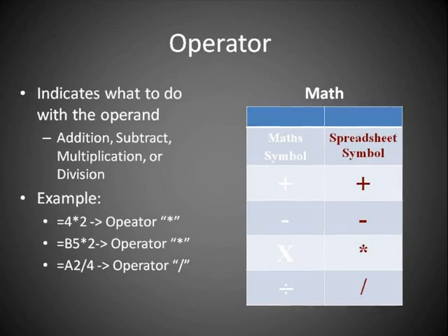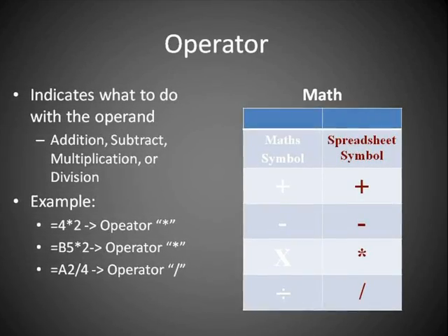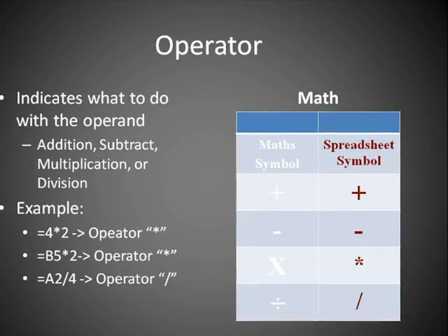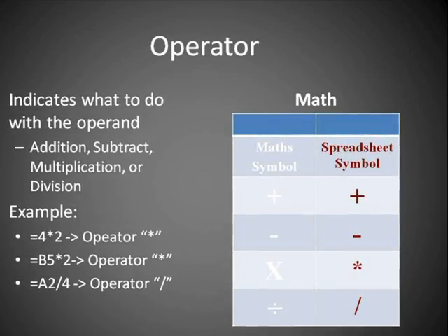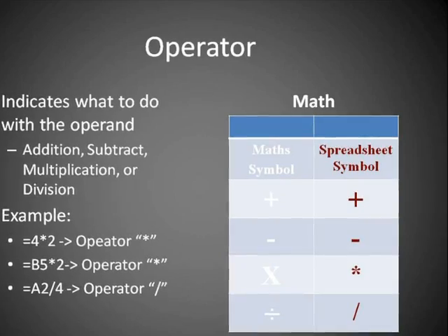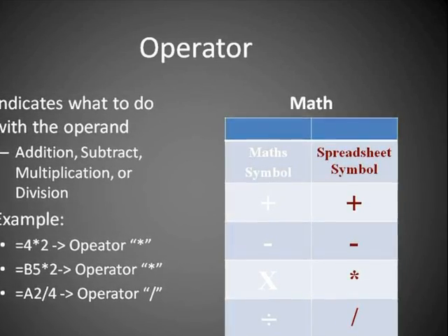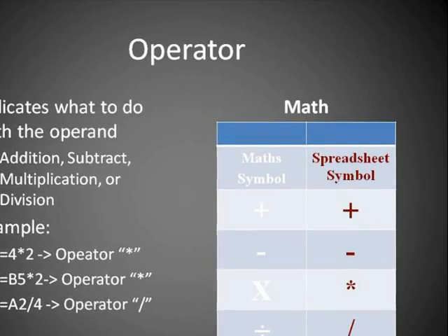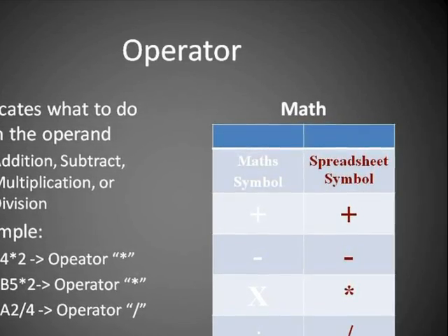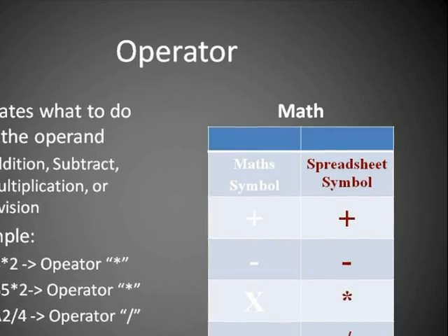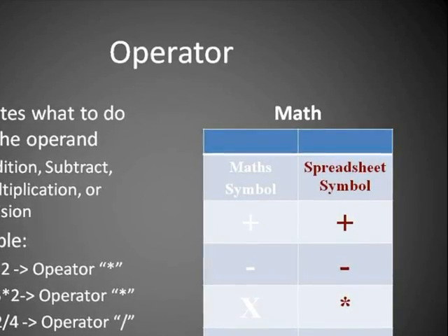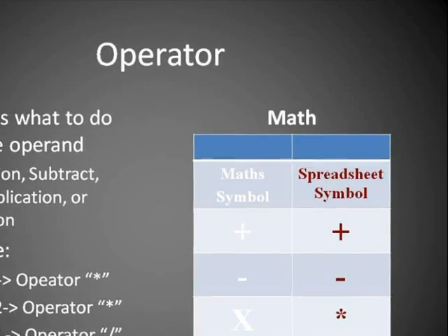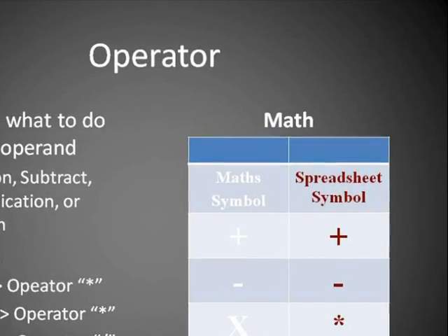The operator indicates what to do with the operand. There are four different kinds you can use: addition, subtraction, multiplication, or division. If you look to the right, you will see the math symbols to use in a spreadsheet. With addition and subtraction, the symbols remain the same. With multiplication, instead of the X, you'll use the asterisk, and instead of the division sign, you'll use a slash. Back on our left, you'll see different examples of what the operator would look like in each formula.